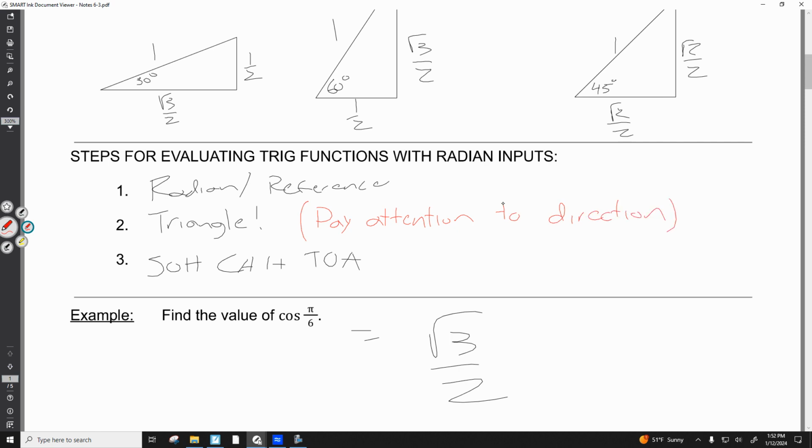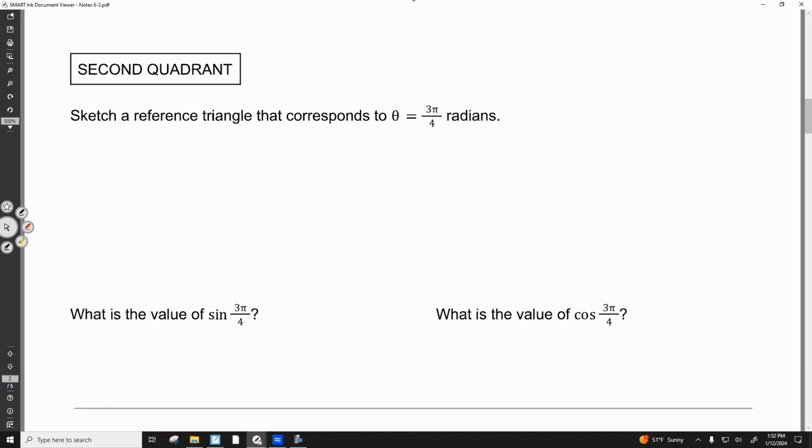Cool. We are going to get out of acute land, and we're moving into obtuse land. Now, we are going to start with 3 pi over 4. Start by drawing an x and a y axis and locating 3 pi over 4. Where's 3 pi over 4? Draw your terminal ray.